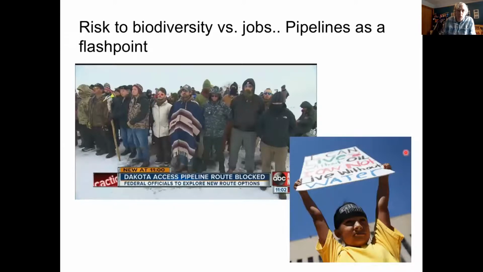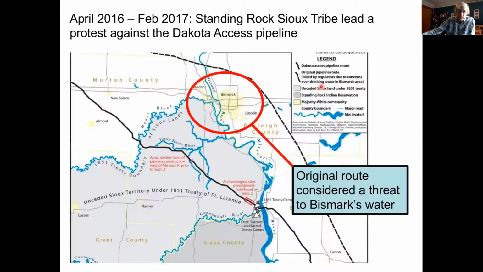So we could then start to think about this risk to biodiversity versus jobs. Pipelines are often a flashpoint. And one of the ones that happened and is still occurring a bit closer to us is the Dakota Access Pipeline. So Dakota Access Pipeline is another oil pipeline. It passes through some natural areas and it passes through land owned by indigenous tribes, and it's become hugely controversial. And there's a couple of reasons why it became so controversial. So in April 2016 to 2017, the Standing Rock Sioux tribe led a protest against the Dakota Access Pipeline.